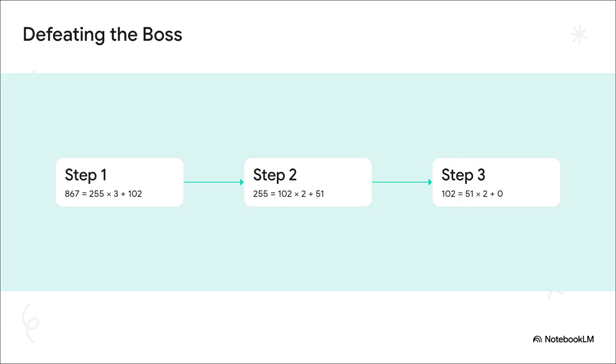Step 2. The 255 gets divided by 102. It fits 2 times, leaving a remainder of 51. The remainder is shrinking. We're definitely getting closer. We shift one more time.